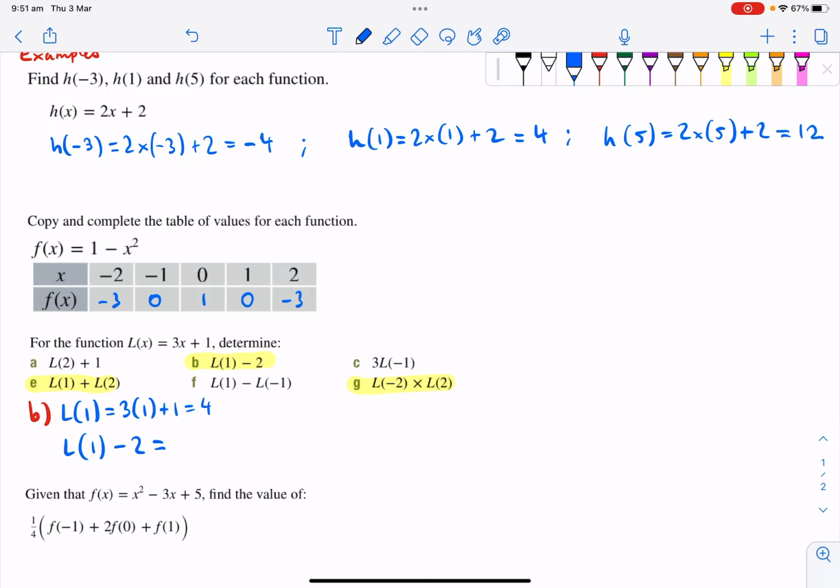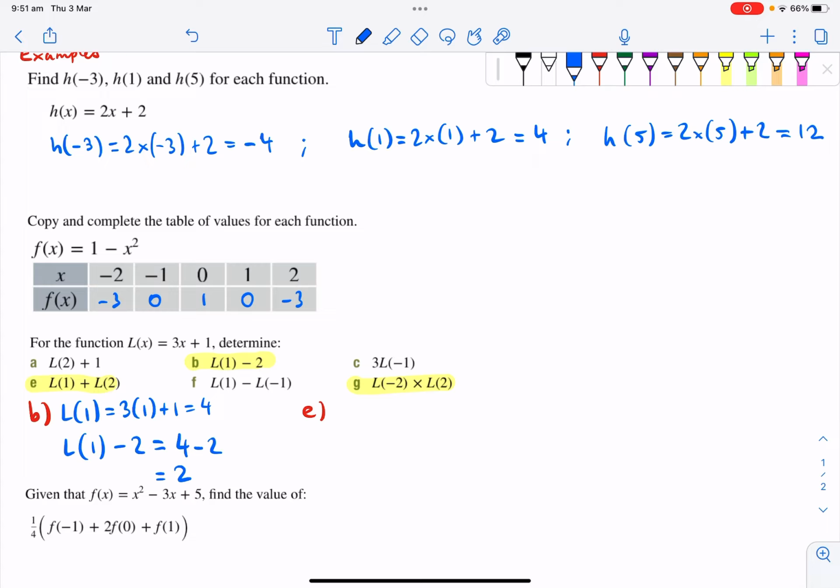You notice with function notation, if I get a question like this presented, I need to calculate the function part on its own separately, and then I put it into my calculation. So 4 take away 2 equals 2. All right, and that's that. Let's try the next one, which is E.